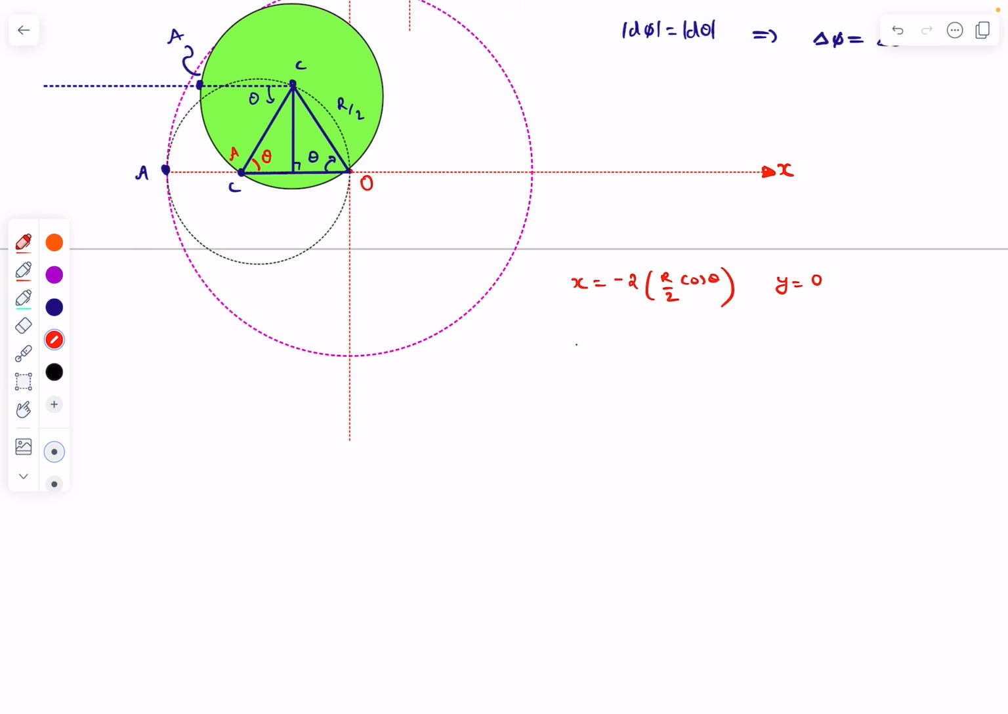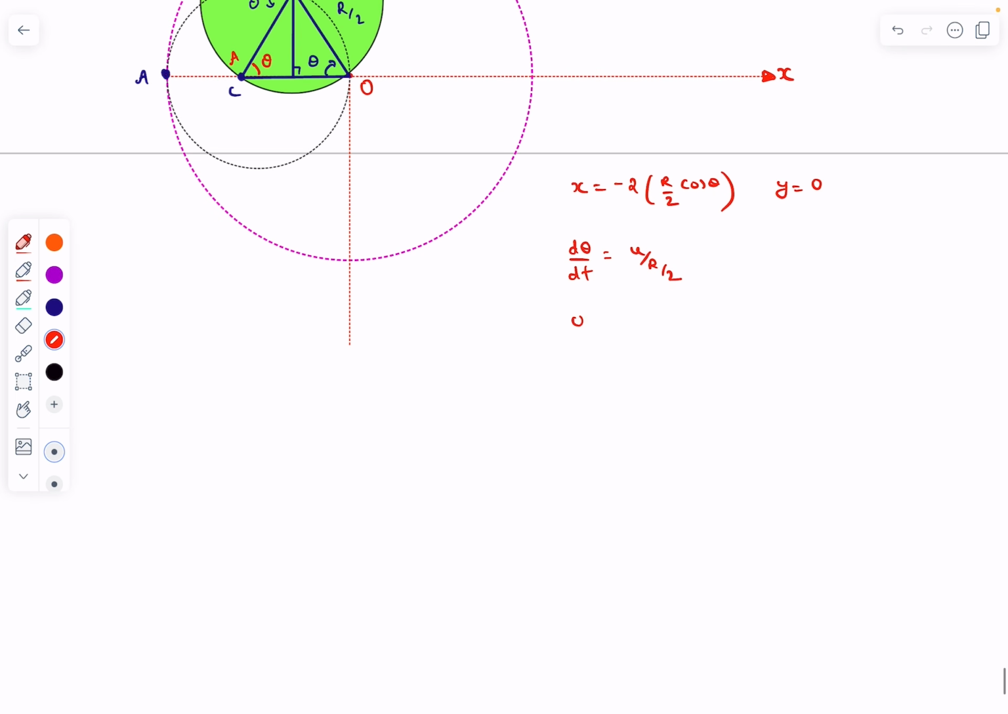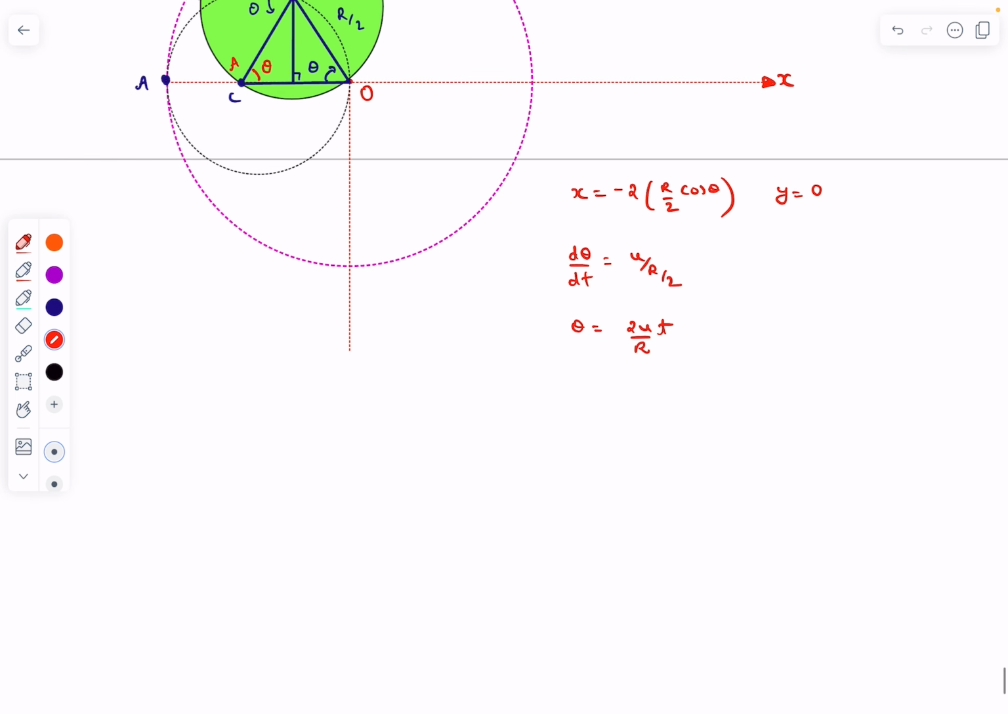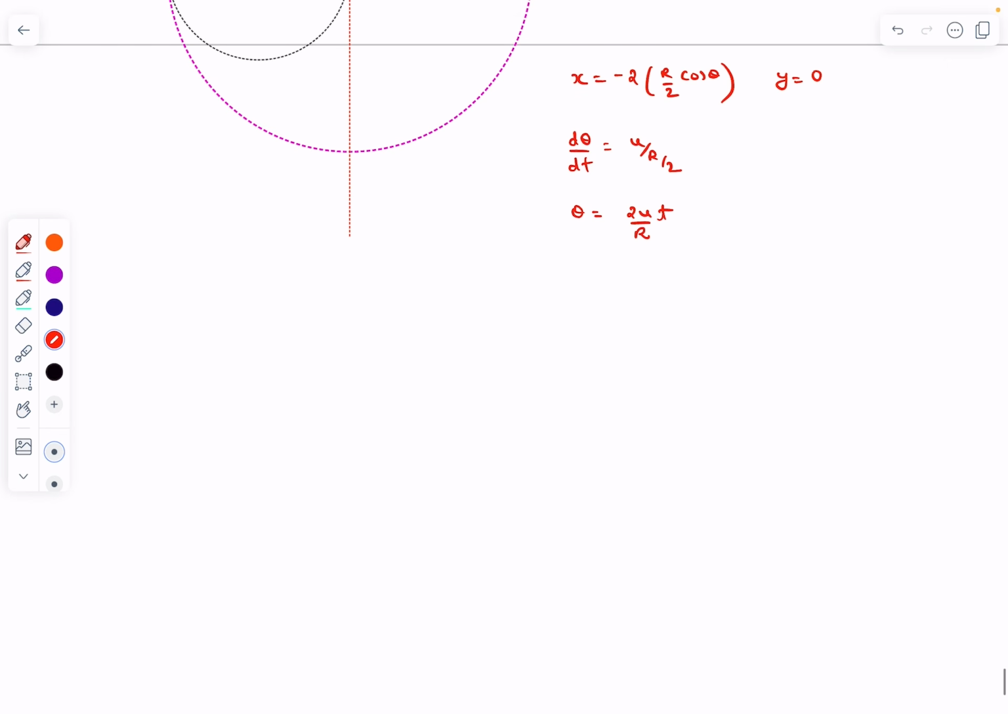Now theta is a variable that we chose, so we'll eliminate it. d theta by dt, we know it is u divided by r by 2. So theta, we can write it as 2u by r multiplied by the time t. So the x coordinate of point A becomes minus 2 times r cos of 2ut by capital R.